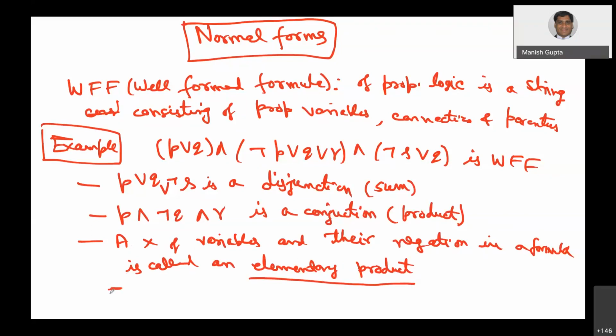Examples: negation of P meet Q, Q meet R meet negation of S, or simply Q. Okay, so these are examples of elementary product. Similarly, we can define what is known as elementary sum. A sum of variables and their negation is called an elementary sum.